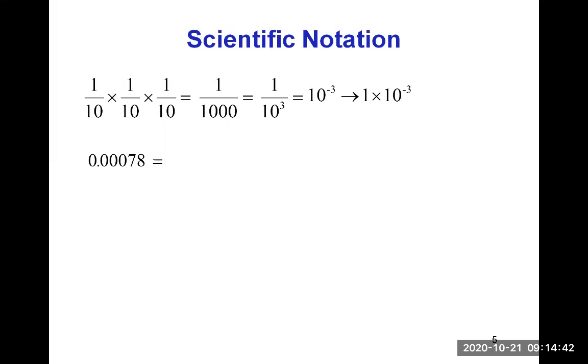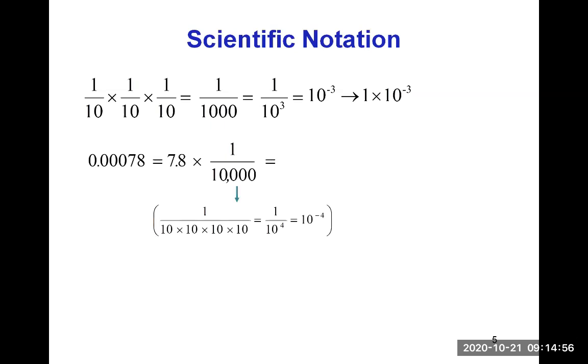Let's look at another example, 0.00078. This is equivalent to 7.8 times 1 over 10,000. Or, 1 over 10,000 is like 1 over 10 multiplied by 10 multiplied by 10 multiplied by 10. So it's equivalent to 1 over 10 to the fourth, because you multiply by 10 four times in the denominator. And 1 over 10 to the fourth is 1 times 10 to the negative 4. Right, you move 10 to the fourth to the numerator, and it becomes 10 to the negative 4. And so 0.00078 would be in scientific notation 7.8 times 10 to the negative 4, because it's equivalent to 7.8 divided 4 times by 10. That's how you should read this, 7.8 divided 4 times by 10.